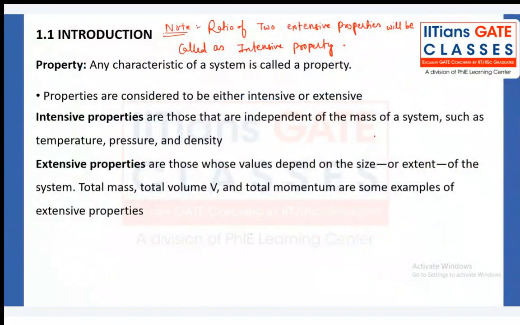Note down. The next particular topic is property. Any characteristic of a system is called a property. There are basically two types of property. One is the intensive property, second is the extensive property.